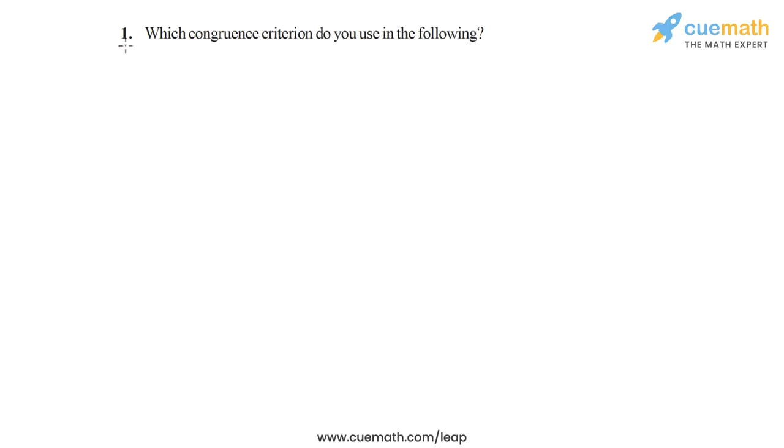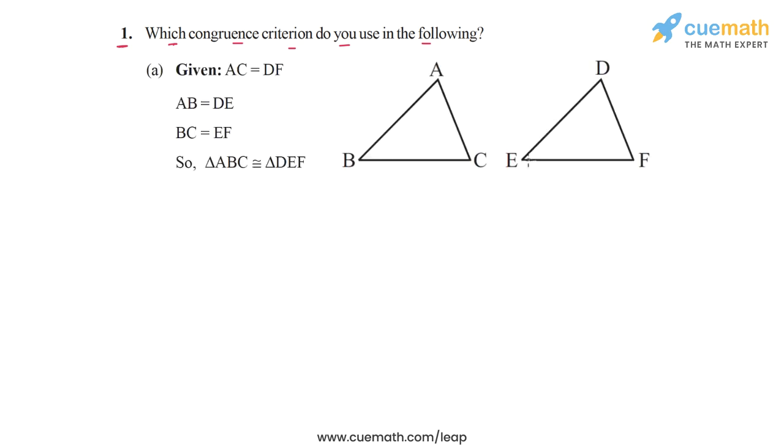In question 1 of this exercise, we have to find out which congruence criterion we can use in each of the following parts. So let's look at the first part that follows this question. In the first part, we have these two triangles ABC and DEF, in which AC is equal to DF.